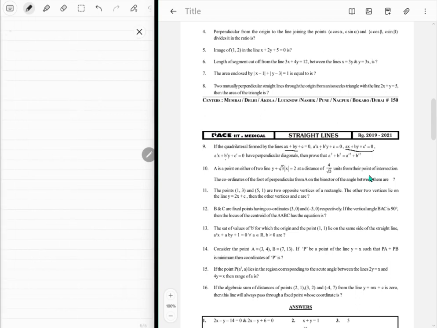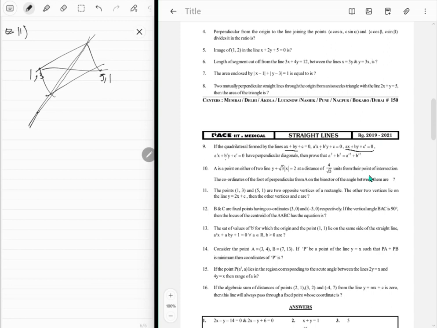Okay, next question number 11. The points are opposite vertices of a rectangle. The other two vertices lie on the line y equal to 2x plus c, and we need to find the other vertices and c. The points are 1, 3 and 5, 1. A rectangle. The line y equal to 2x plus c runs through both of the other vertices.